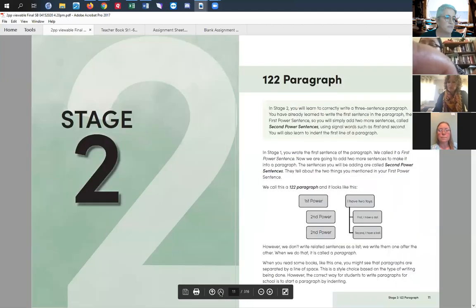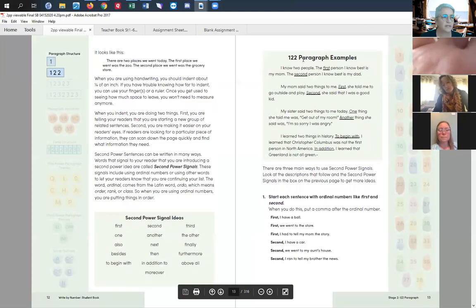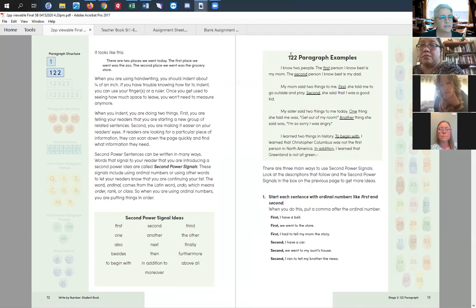So in the next stage, we make this into a paragraph by adding another sentence. If you look here at this paragraph example, now I have, I know 2 people. The second power sentence, and I teach them what that is: the first person I know best is my mom. The second person I know best is my dad. So they're just learning that structure. I have 2 things, first, second, and they learn all the different ways to say it. And again, in the context of writing those 3 sentence paragraphs, they're learning their spelling, their vocabulary, their punctuation, those kinds of things. And in the student book, I have worksheets in the back for learning specific concepts.